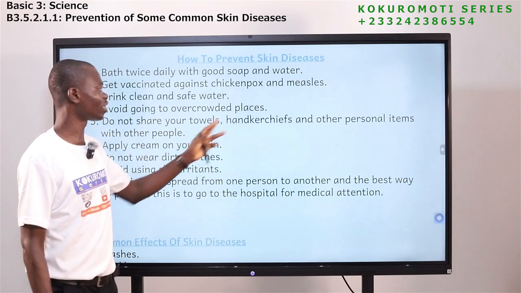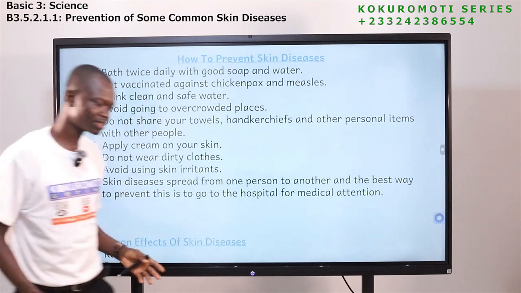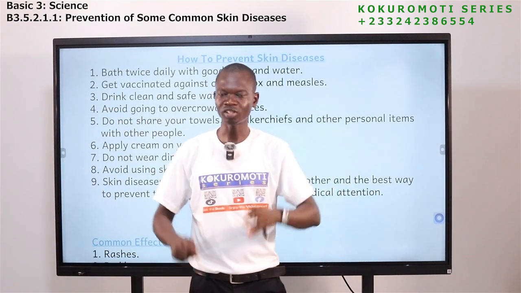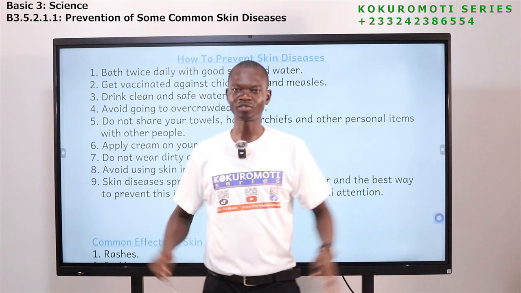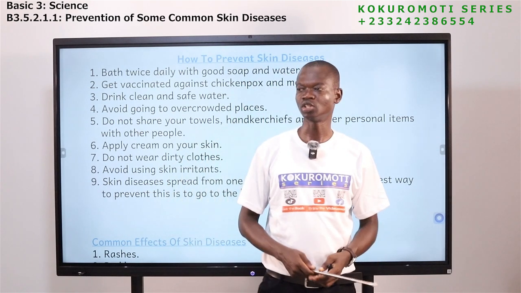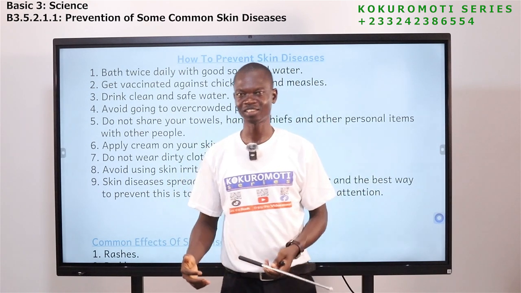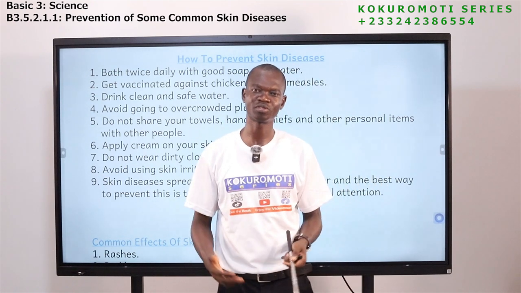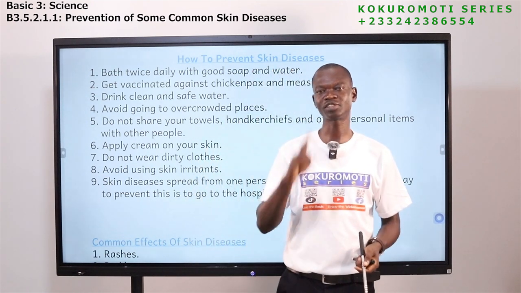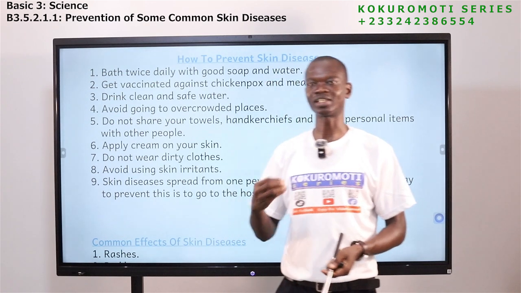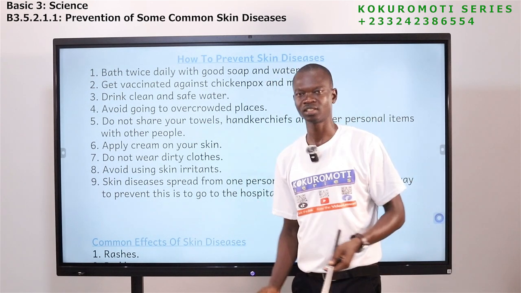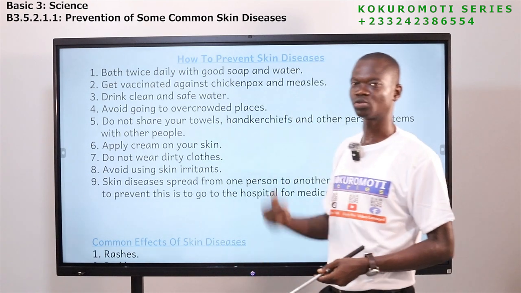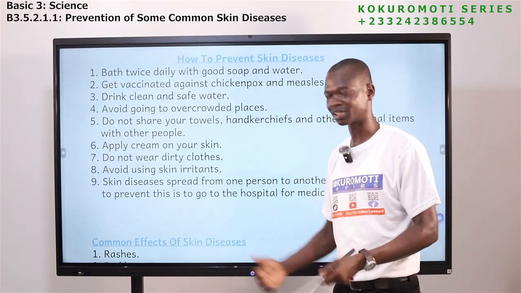Then avoid going to overcrowded places. There are some places that you go and you will not even get a place to stand. All the spaces over there will be filled by people. Such places, don't go there. You see a small room, and you have a number of people over there. If someone has skin disease, the person can spread it to all the people over there. So you should avoid going to crowded places.